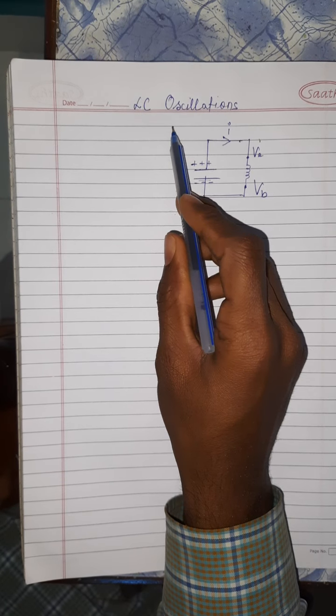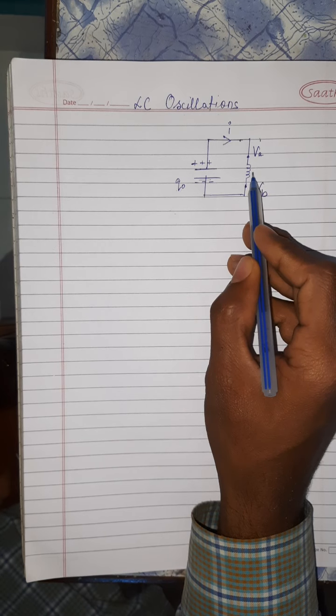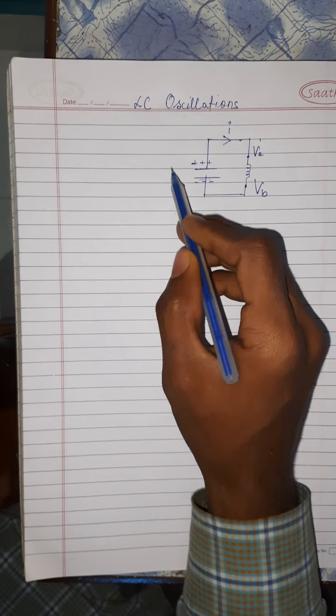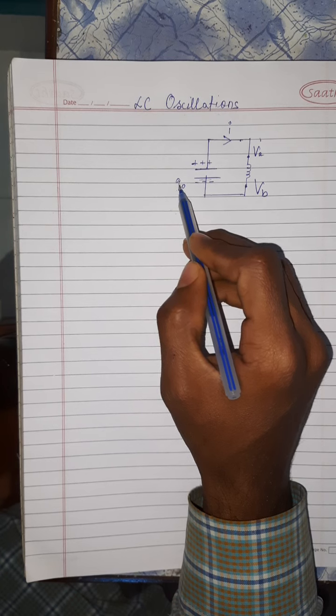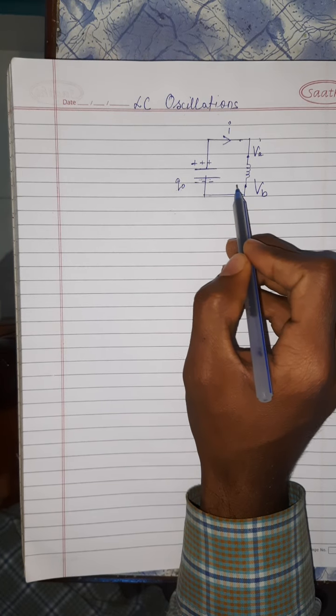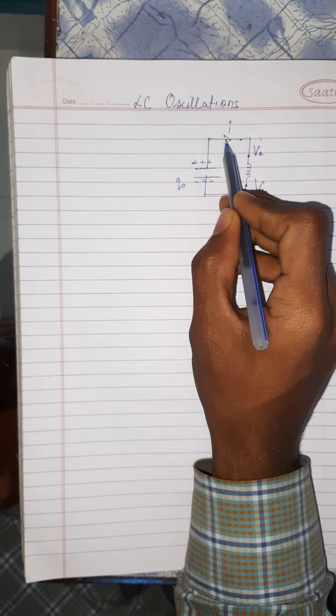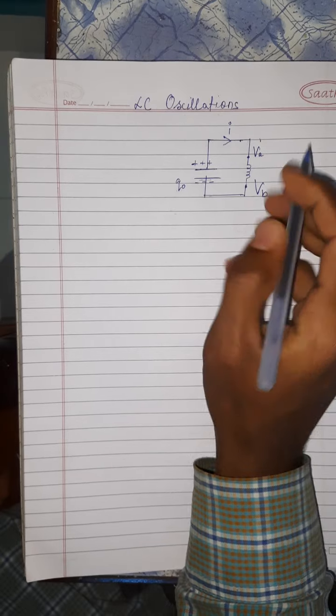Today in this video we will learn how the LC oscillations take place when we connect an inductor with the capacitor. Initially the capacitor was fully charged, having charge Q0. The moment the circuit gets completed, the capacitor starts to discharge, giving rise to current in the circuit.